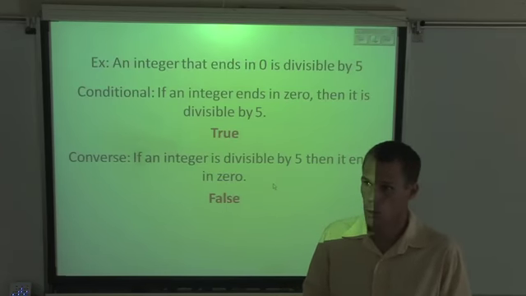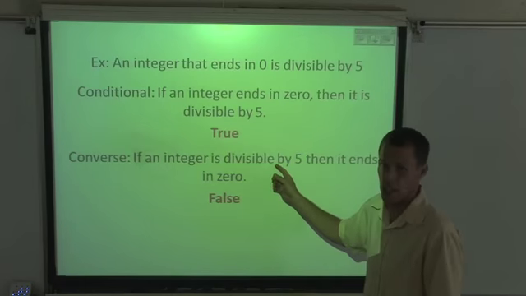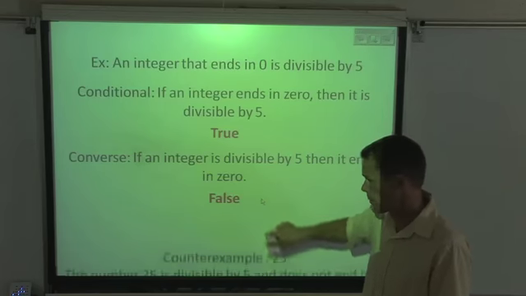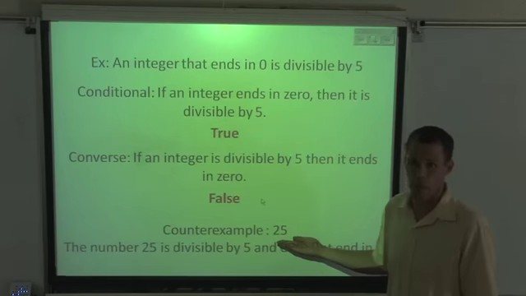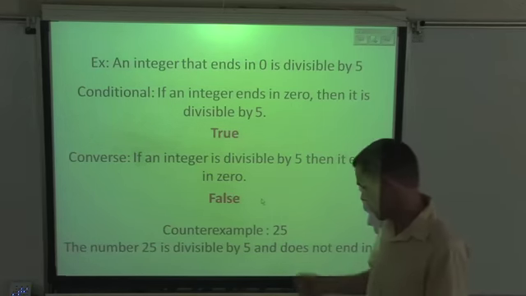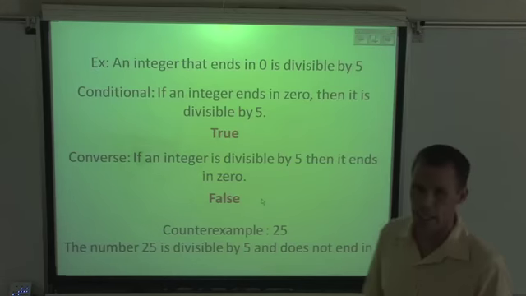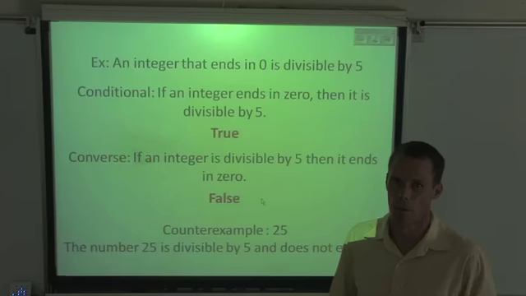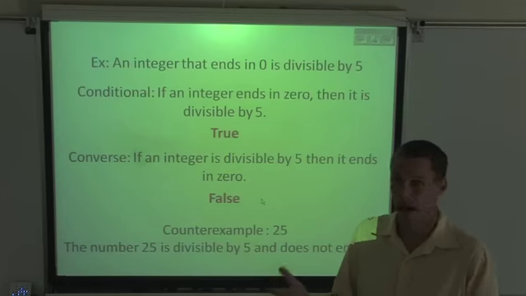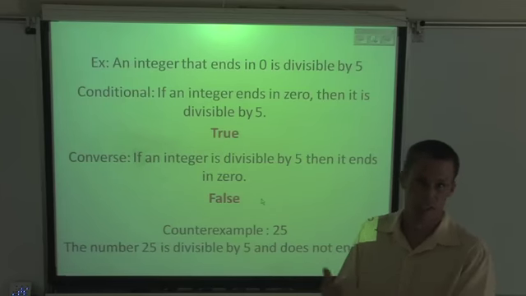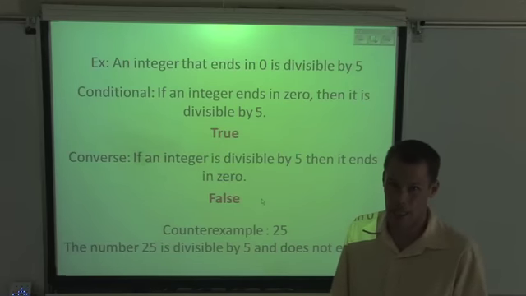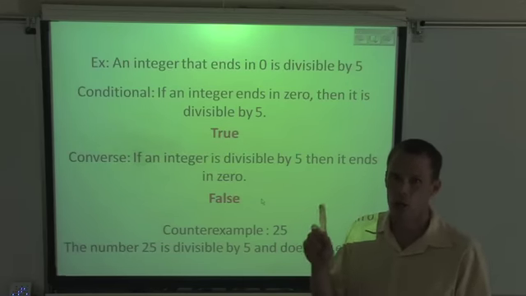You should be thinking, well, 25 is divisible by 5, meets the condition. Does 25 end in 0? No. My counterexample is 25. The number 25 is divisible by 5 and does not end in 0. I only need one counterexample, but I bet you can think of more. I bet you thought of one that might have been different than 25. 15, 35. Any number that ends in 5 would be a counterexample to this. But I only need to show one.